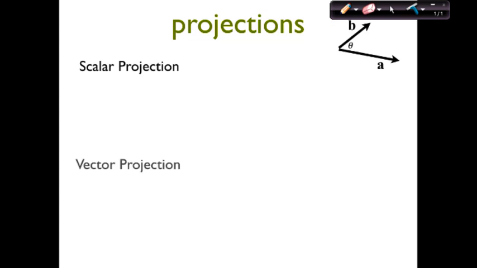There's a scalar projection and the vector projection of one vector onto another. So we're going to look at the projection of B onto A. The scalar projection would be, looking at how much of B projects onto A, just that length. So that's a piece of cake. This is the scalar projection.